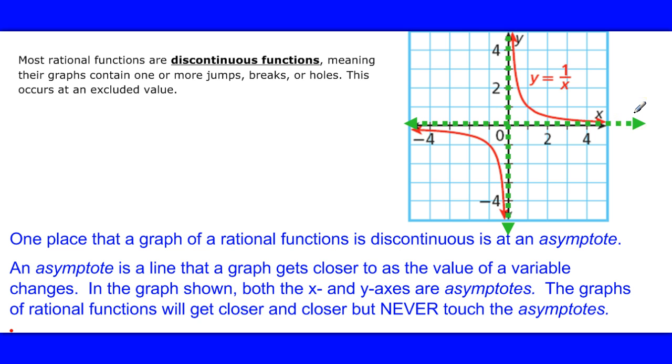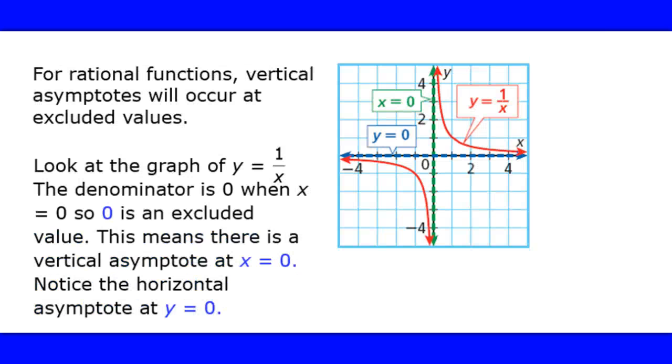Now, what an asymptote means is that it is an excluded value, so my graph is going to get closer and closer and closer to that asymptote, but never touch it. Okay, so we never touch the asymptotes. For a rational function, the vertical asymptote always occurs at the excluded value. So again, we have to look at the equation. In this case, it's 0. So this is my vertical asymptote. And again, in this case, the horizontal asymptote is y equals 0.